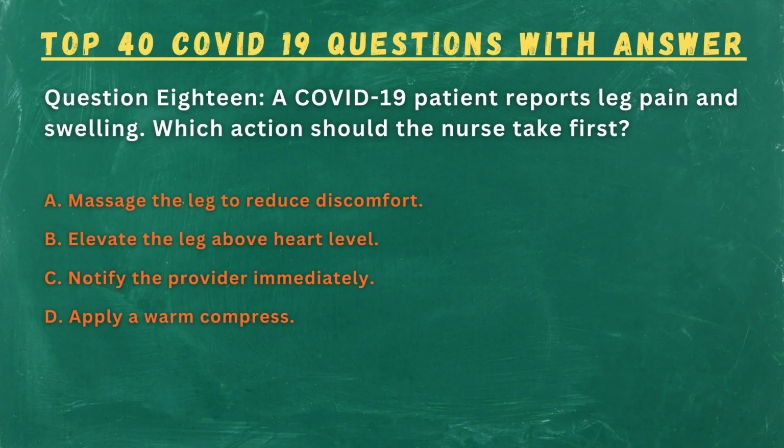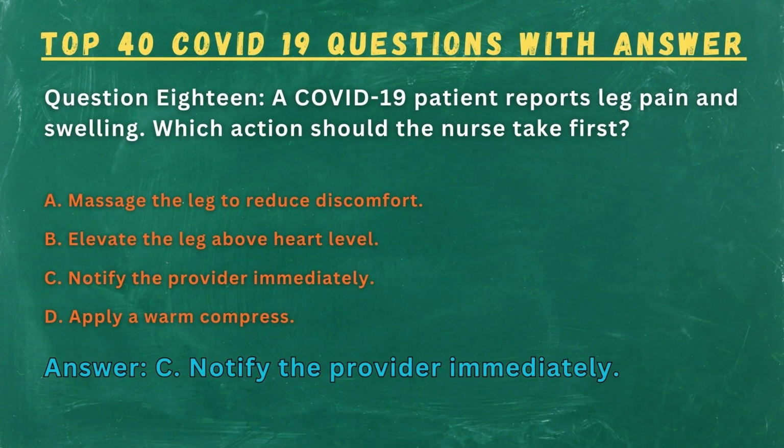Question 18. A COVID-19 patient reports leg pain and swelling. Which action should the nurse take first? A. Massage the leg to reduce discomfort. B. Elevate the leg above heart level. C. Notify the provider immediately. D. Apply a warm compress. Answer: C. Notify the provider immediately.